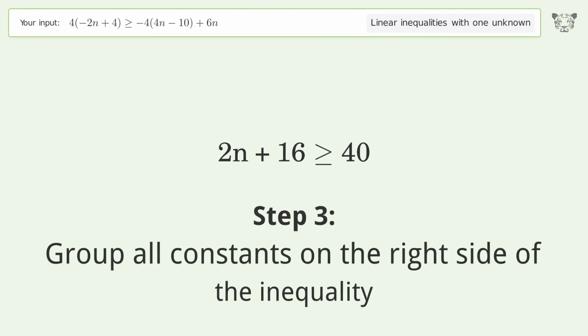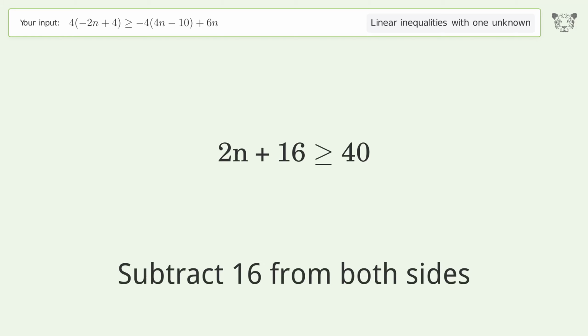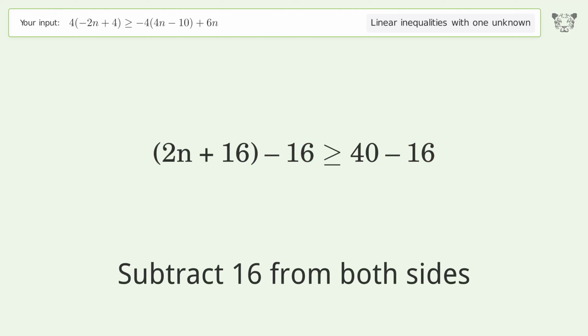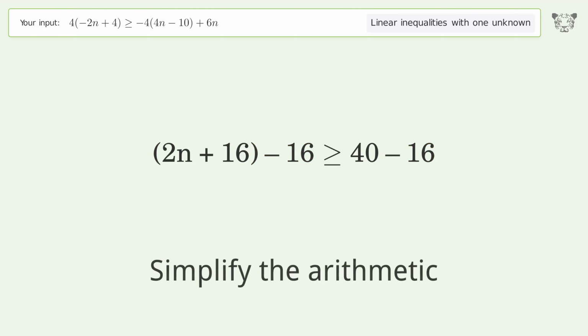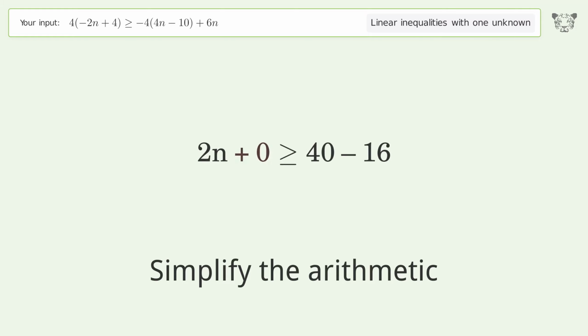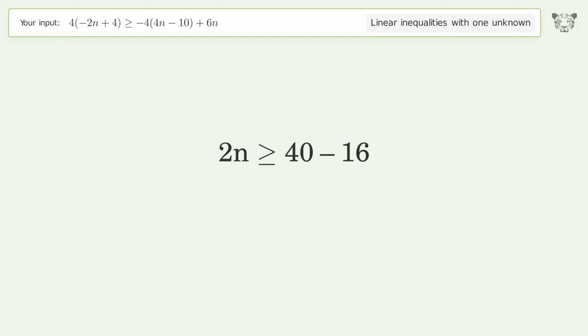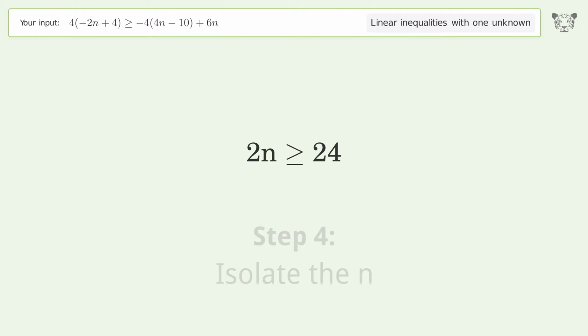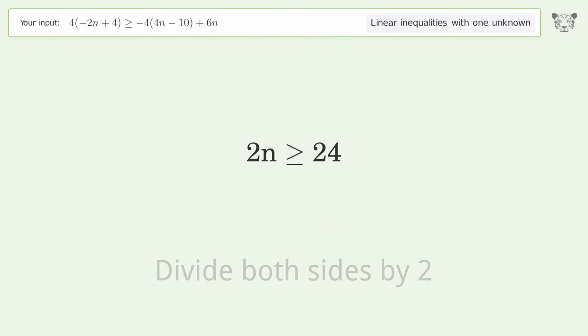Group all constants on the right side of the inequality. Subtract 16 from both sides. Simplify the arithmetic. Isolate the n. Divide both sides by 2.